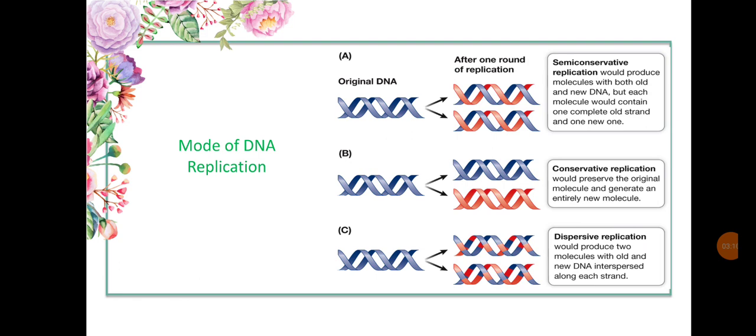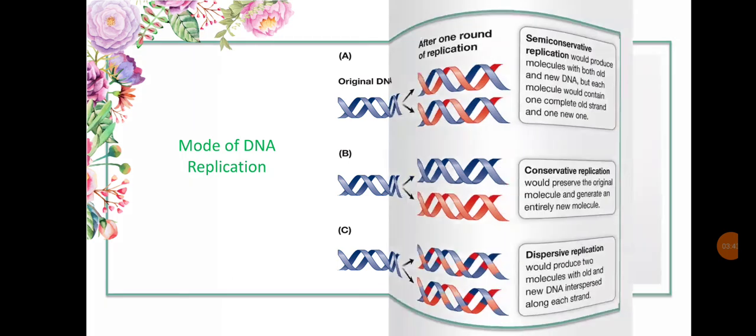The third one is dispersive replication. Here, two molecules will form with the help of parental DNA, and the new DNA will be interspersed along with each strand. That is dispersive. In the picture, you will clearly observe the difference between semi-conservative, conservative, as well as dispersive. Here we are going to discuss semi-conservative replication of DNA through the Meselson-Stahl experimental model.